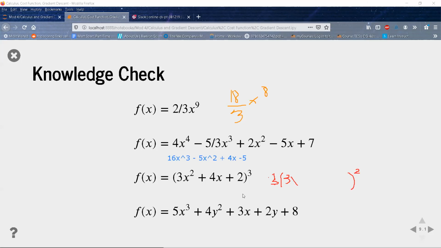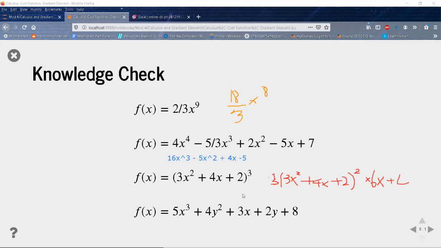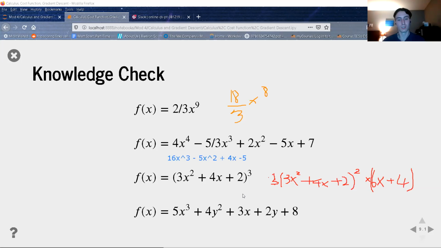So I do this. Oh, multiply by 6x plus 4. Yep. Okay. Yep, that's correct. That's the chain rule. All right, and then the last one.